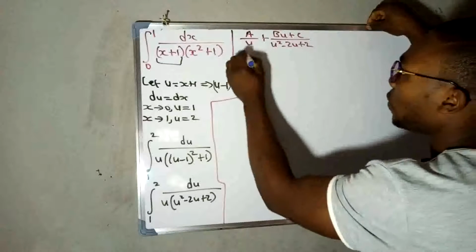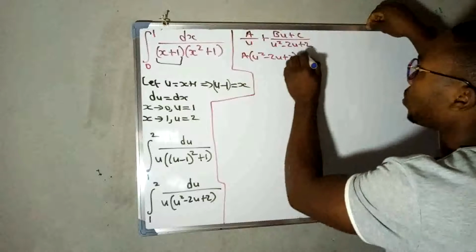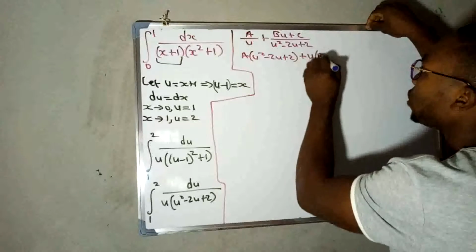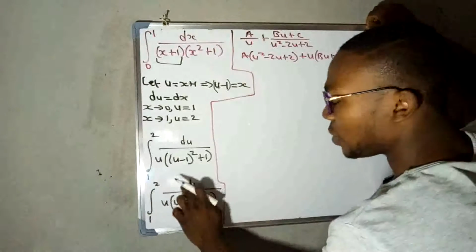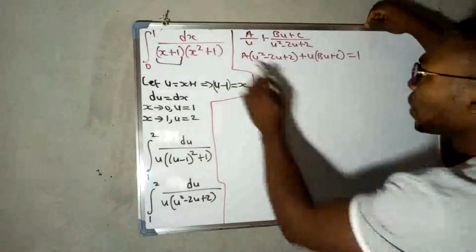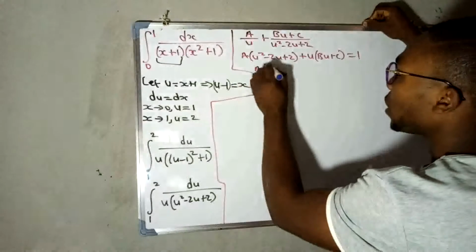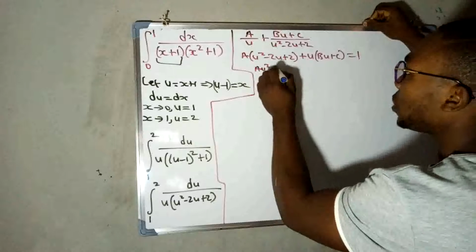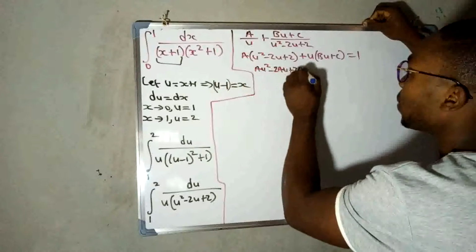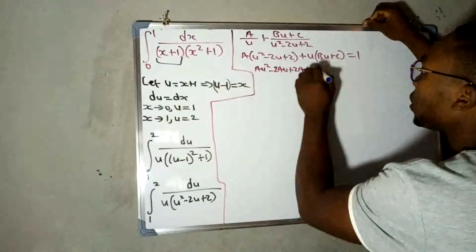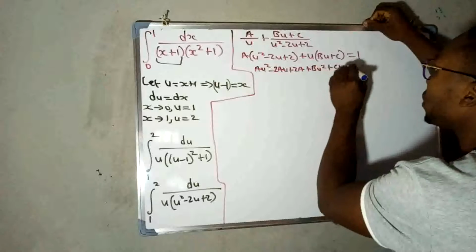So I'll have A times the bracket u squared minus 2u plus 2, plus u times the bracket bu plus c, equals 1, because this side here is constant. So my A will multiply everything here. A times u squared gives me Au squared. A times minus 2u gives me minus 2Au, and A times 2 gives me 2A. u times bu gives me bu squared. u times c gives me uc, equals 1.